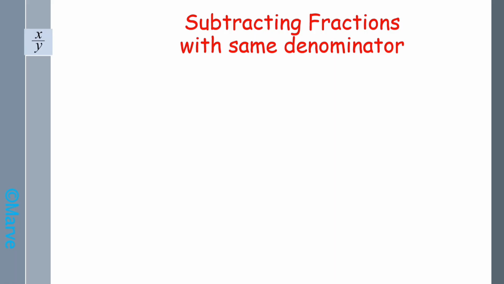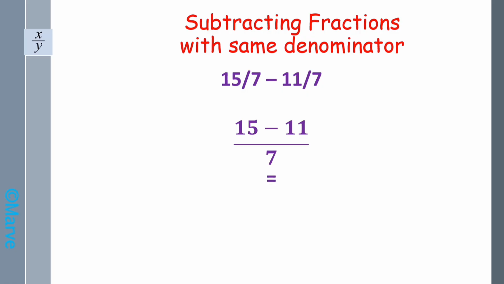And for the final one, let's take out 11 over 7 from 15 over 7. What do we get? 15 minus 11 will give us, yeah, you're correct, 4 over 7. And can we divide any further? No. That's our final answer. So we'll leave it that way. So that's our final answer. We have 4 over 7.